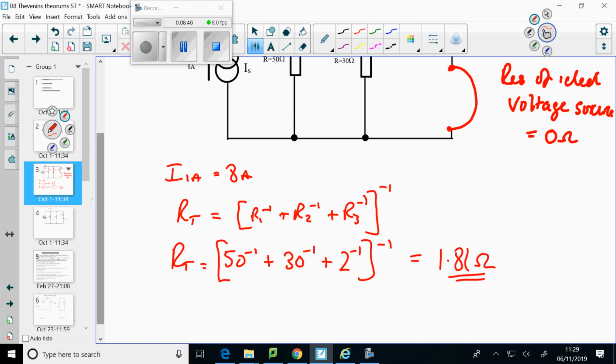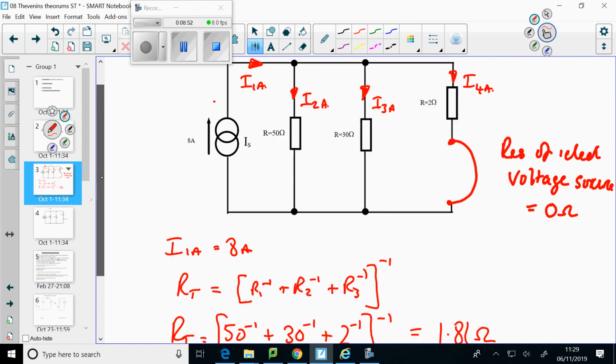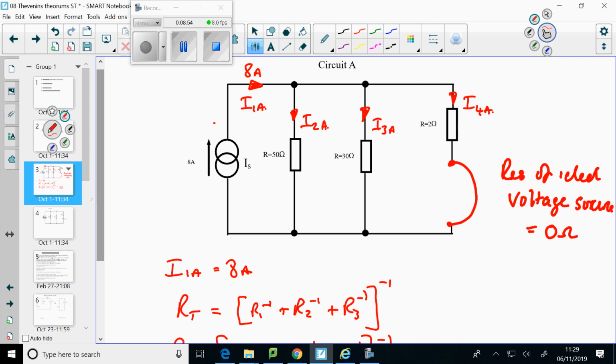What will that help us find? What can we find next? We now know that the total resistance of those 3 resistors is 1.81 ohms. So effectively we could say we've now got a circuit like this: 8 amps and 1.81 ohms. It will help find which voltage.